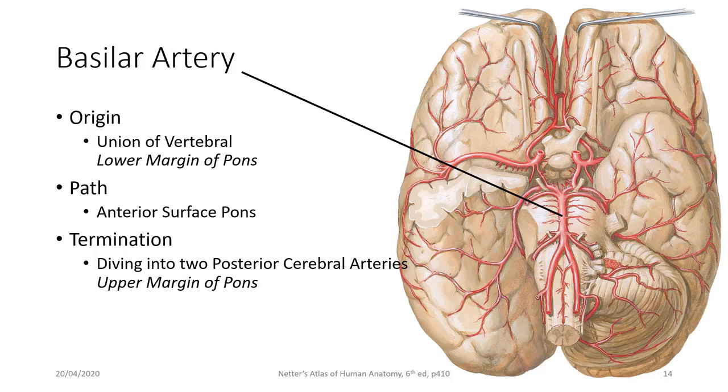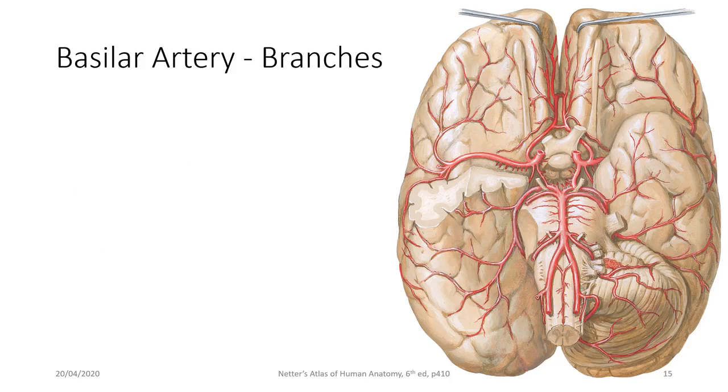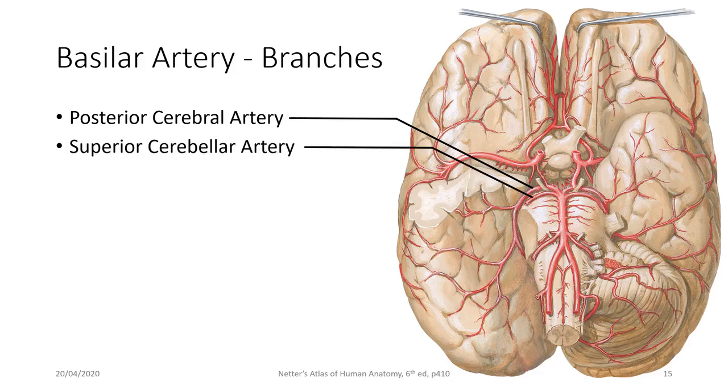So you can easily say that basilar artery has a length equal to the pons, and it starts at the lower margin of the pons and it ends at the upper margin of the pons by dividing into posterior cerebral arteries. Let's see the branches. So just now I said that basilar artery ends by dividing into posterior cerebral artery, two posterior cerebral arteries, a left one and a right one. So this is a branch of basilar artery.